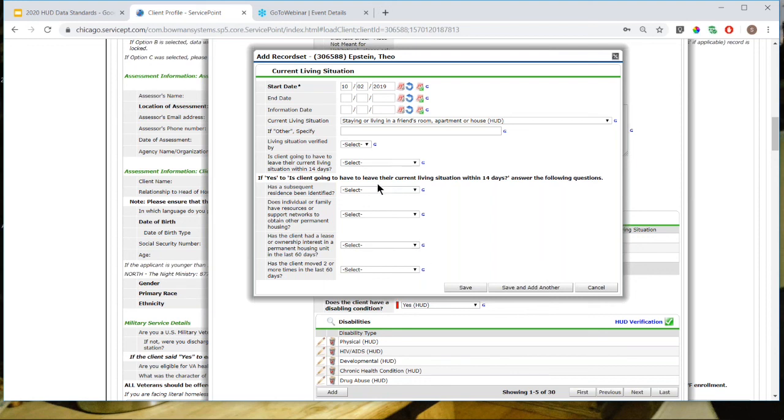And one thing you'll note here is that these questions are added. If yes, is the client going to leave their current living situation within 14 days? Answer the following questions, and then you would go through that if the client indicated to you that they would have to leave in 14 days. But also, obviously, the client may not know, the client may refuse, etc.